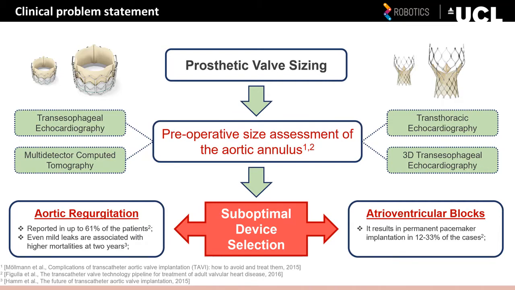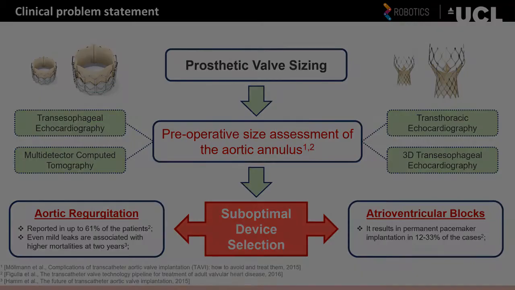That very often leads to suboptimal device selection, which results in major complications such as prosthetic valve leakages, reported in up to 61% of the patients, or interruption of the cardiac electric signal, which, depending on the prosthesis type, is reported in about 12 to 33% of the cases. But why does that happen, and what are the limitations of the current approaches?